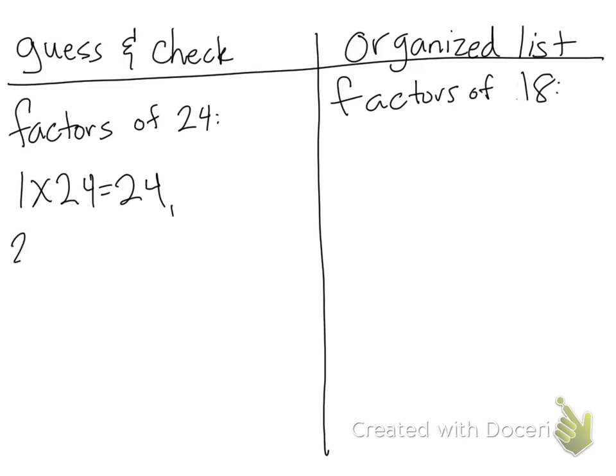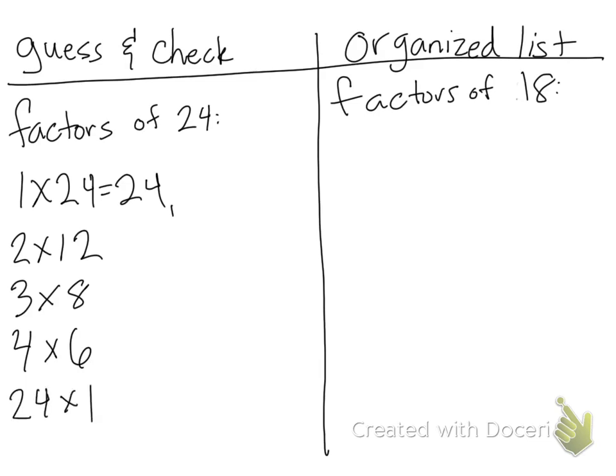Okay, then I have 2 times 12, which equals 24. 3 times 8. 4 times 6. 24 times 1. 12 times 2. 8 times 3. And 6 times 4. All of these numbers are being multiplied. All these numbers being multiplied are factors of 24.